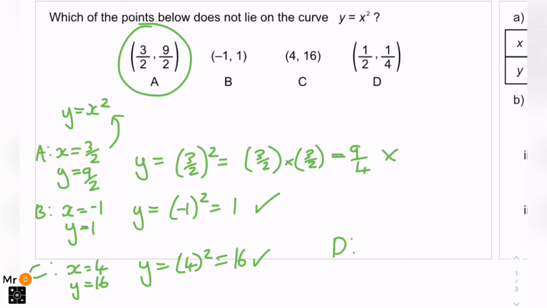And finally, let's check it for D. We know that x is 1/2, y is 1/4, so y is equal to 1/2 squared, which is equal to 1/4.